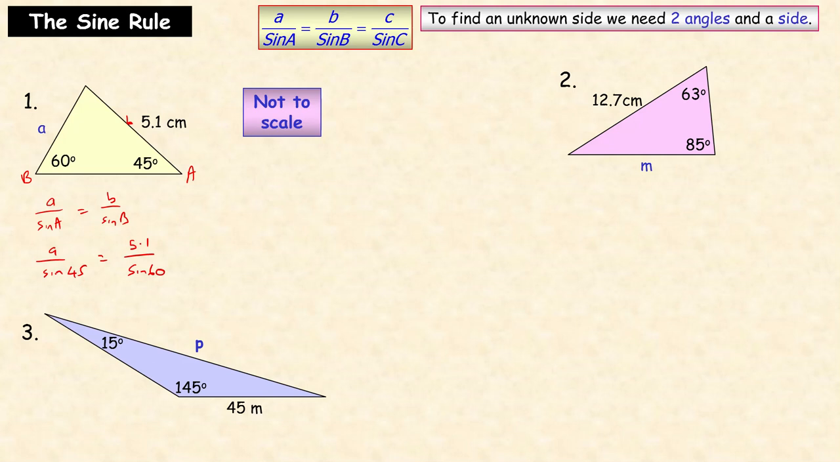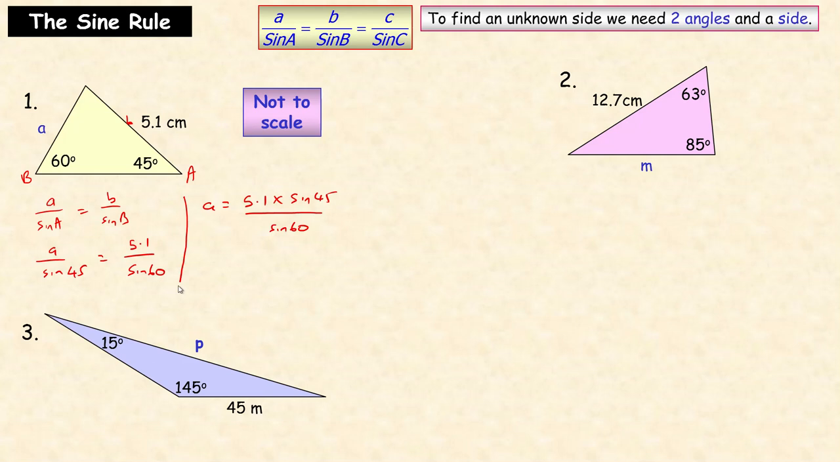Now if I rearrange that, I can bring this sine 45 up to the top here. So that's going to give me a is equal to 5.1 times sine 45 divided by sine 60. It's divide on this side, so multiply on that side. Now, easiest way is just to put that in your calculator as a fraction. So I want you to do that now. Hit pause, get an answer for a, don't forget the units, and then hit play again to check if you've got the right answer.